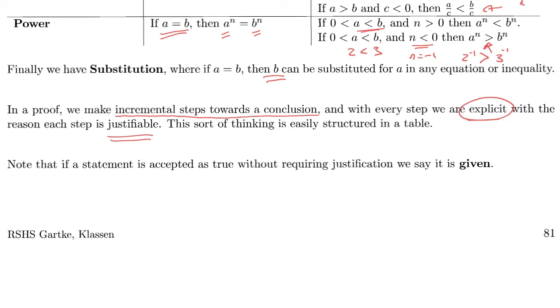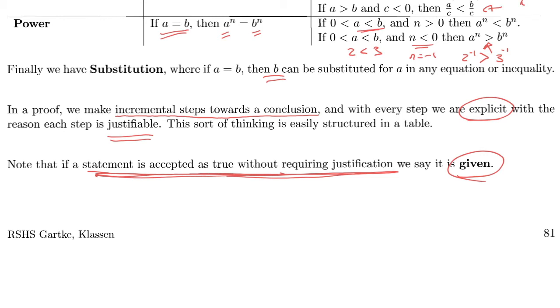But before we get to that, just one last little thing: any time that a statement is accepted as true without requiring justification. That might happen if we're starting a problem and we just give you some information to work with. If it's given to you, we're going to say that it's given, and therefore you can just accept it as true. We're not going to need to prove it or justify why it's true. It was given to us.